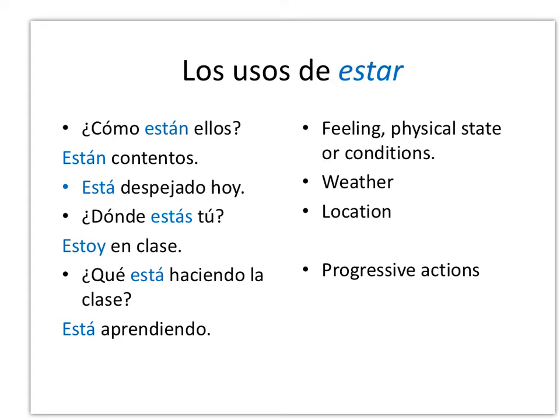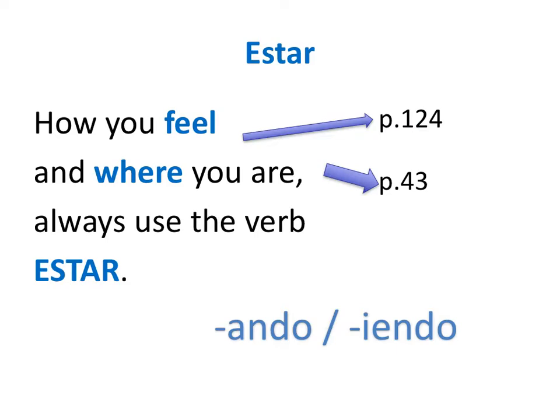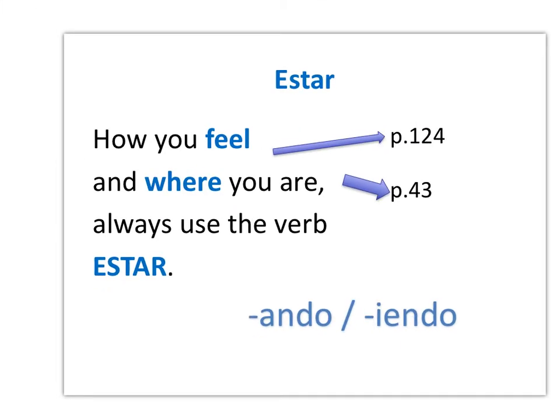estamos en Charleston. Estamos estudiando español. Estoy contenta. Ustedes están cansados, probablemente. Y los libros están encima de la mesa. Those examples pretty much summarize when we use the verb estar. How you feel and where you are, always use the verb estar.